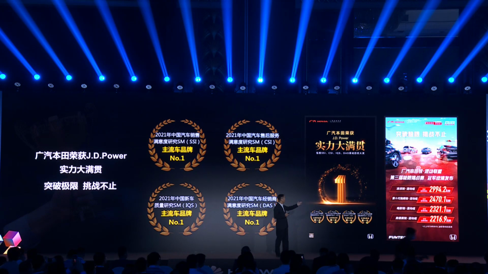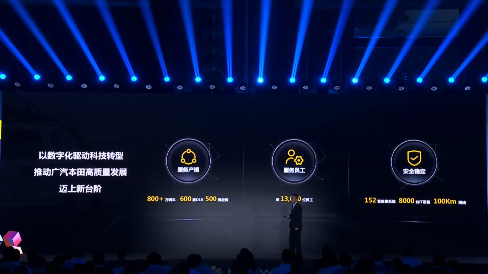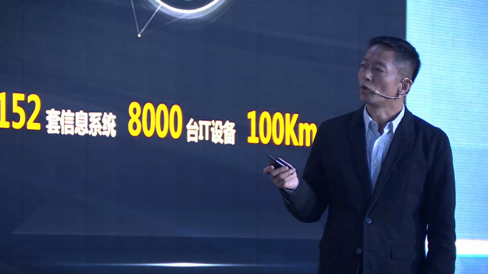Accord Sport Hybrid, with 60 liters, can reach a range of over 2,000 kilometers. And the other hybrid models can also exceed 3,000 kilometers. This shows that GAC Honda has its expertise. Behind such performance, we have IT systems and IT teams to support them.